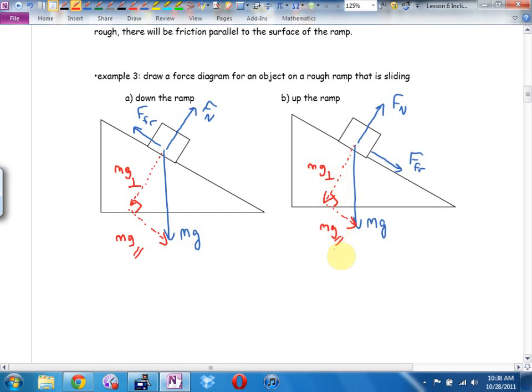Friction is what times what? Mu times the normal force. I don't know the normal force. Oh, but look. I know another force the same size as the normal force, not MG. What? That component. So we're going to be doing some trig here.